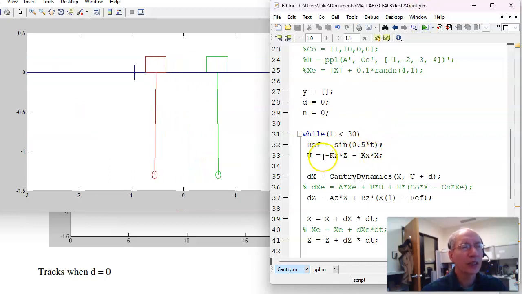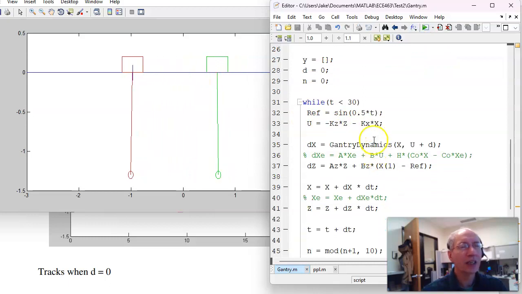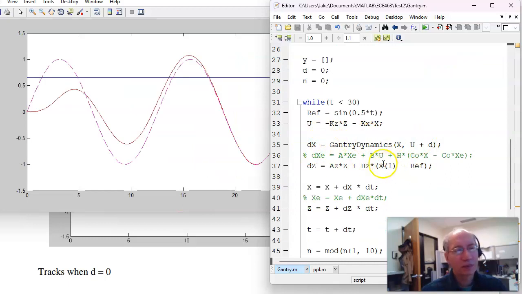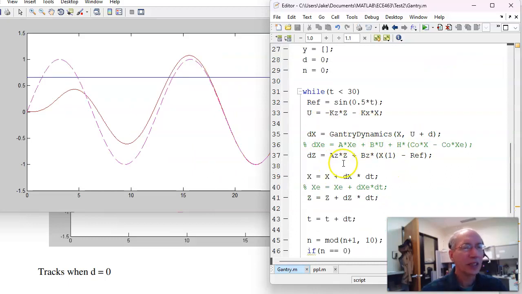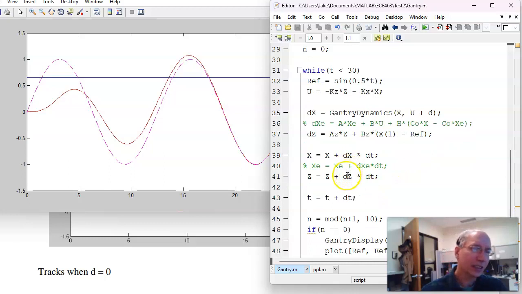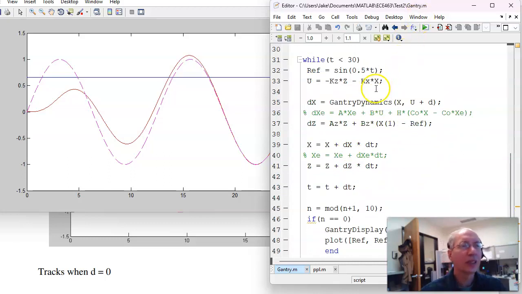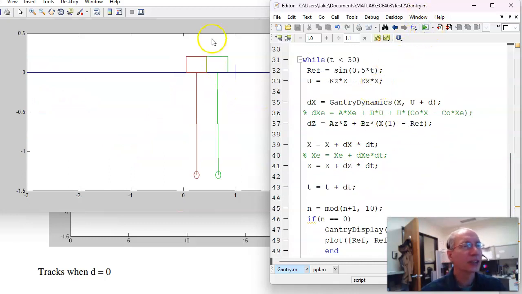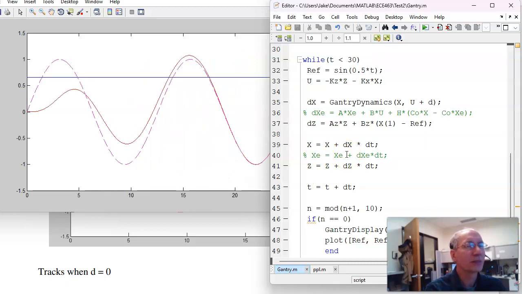Here's my control law. I'm feeding back minus kz times z minus kx times x. Given u, find the dynamics, find the servo dynamics, integrate x, integrate z, move time forward, and all looks good. The blue line is the observer. The observer we're not using yet, so it's just kind of sitting still. Okay, so that's the first part. That's actually the sea level problem.